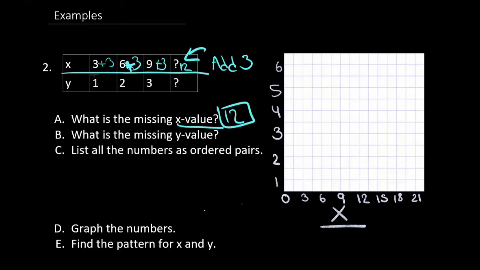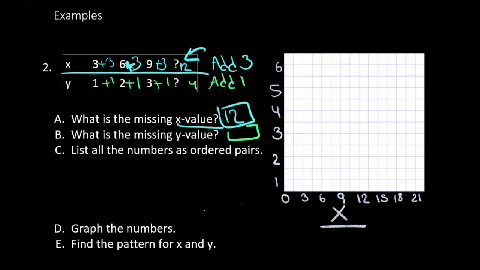Now let's find the missing y value, or 2B. I see that we have the numbers 1, 2, 3, and those are our y values. When you look at it, you can see that they're adding by 1. So the rule is add 1. 1 plus 1 is 2, 2 plus 1 is 3. So we have to do 3 plus 1, which is 4.